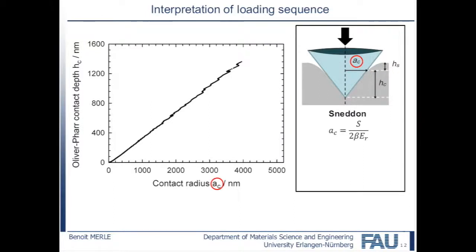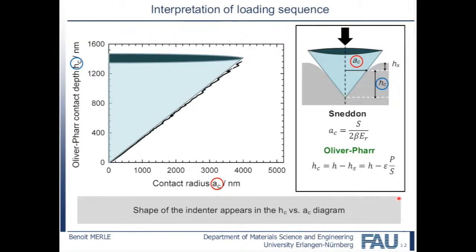The equation is provided by Oliver and Pharr. It is H minus epsilon times the load over the stiffness. And that's what we have plotted as our y-coordinate. So if you now compare the schematics here with the experimental plot, you will reach the conclusion that what we are observing here is nothing else than the shape of the indenter. And indeed, if you measure the angle here more closely, you will find the characteristic 70-degree angle of the Berkovich indenter.